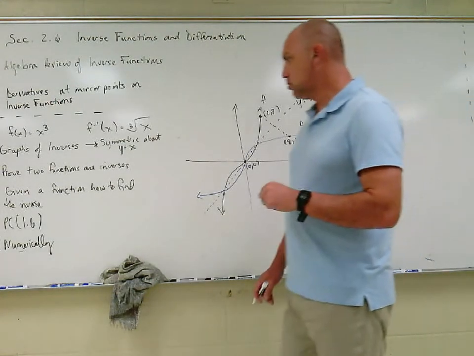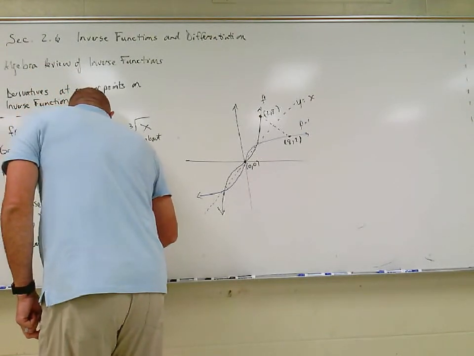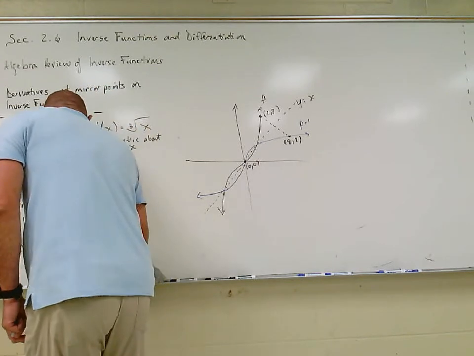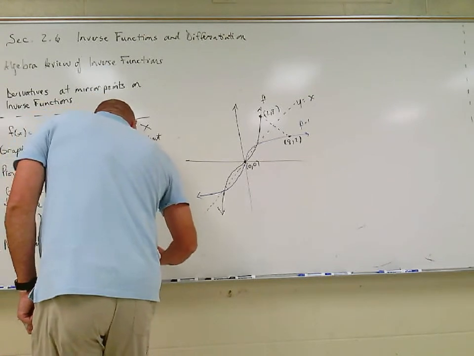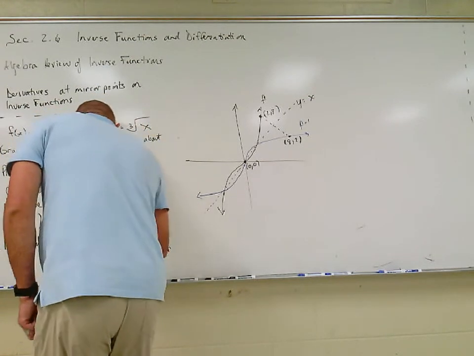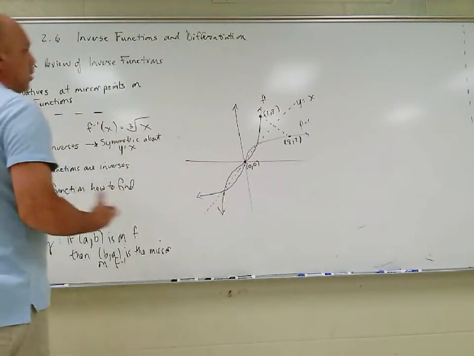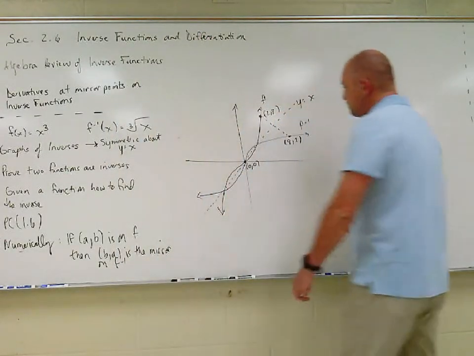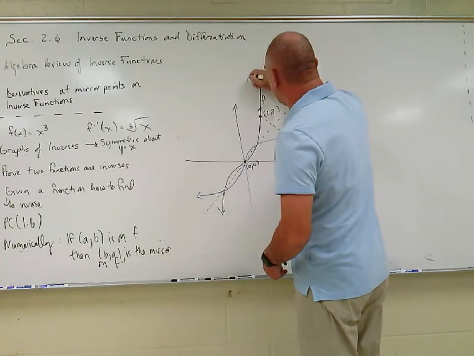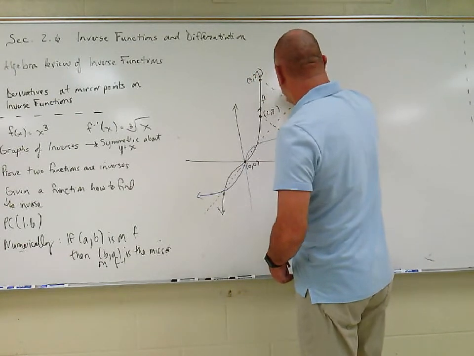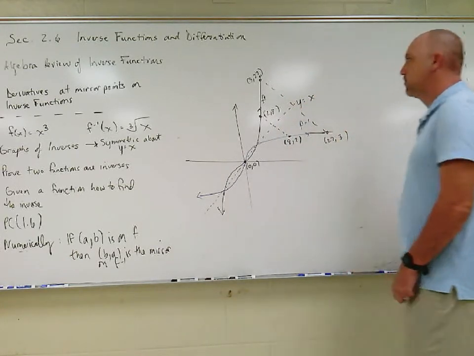Okay? So numerically, what happens? If a, b is on f, then b, a is the mirror on f inverse, okay? So that's the rule, that's the numerical relationship there, okay? And we could do more, like the other one I usually do is, say 3, 27 is on f, way out there, there should be 27 comma 3. Okay.